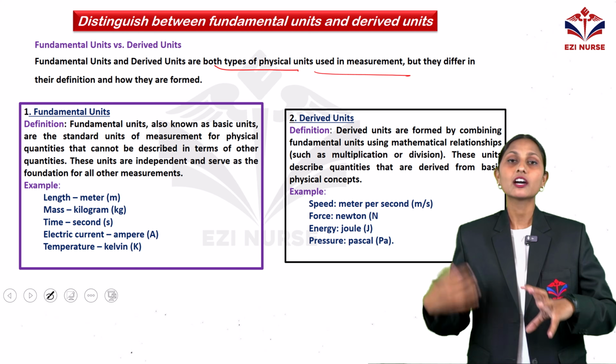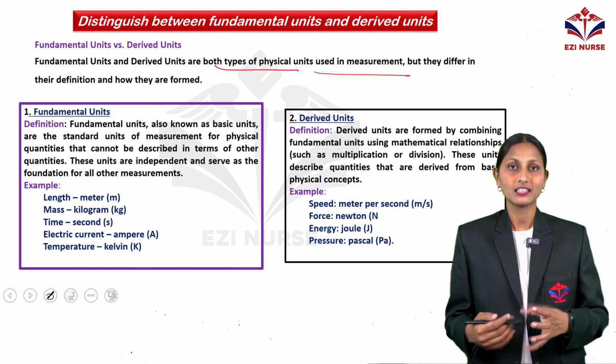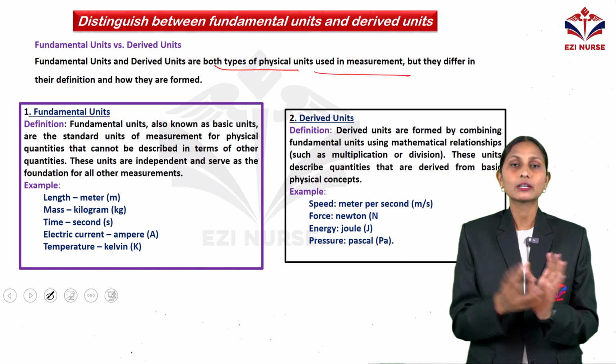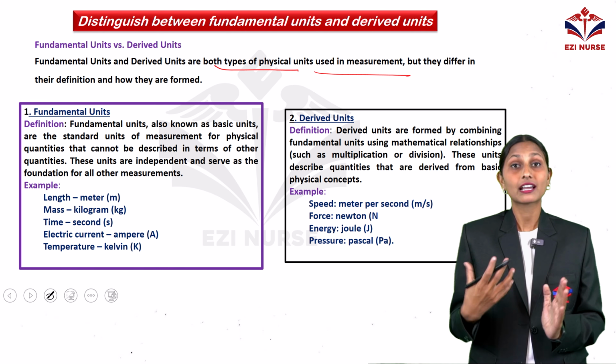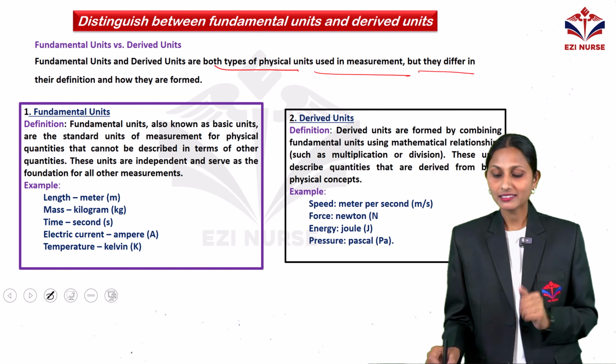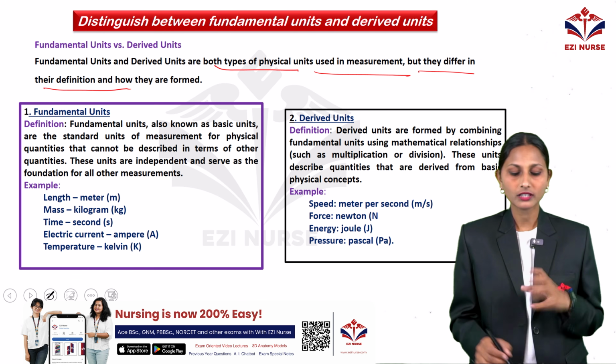Whatever we are going to measure, after measuring that thing we put some unit. For our weight we put kg, kgs or grams, like that. So that is what our unit is. But they differ in their definition and how they are formed.